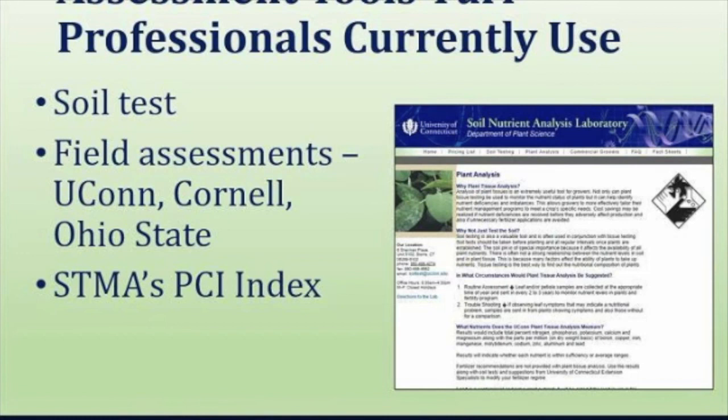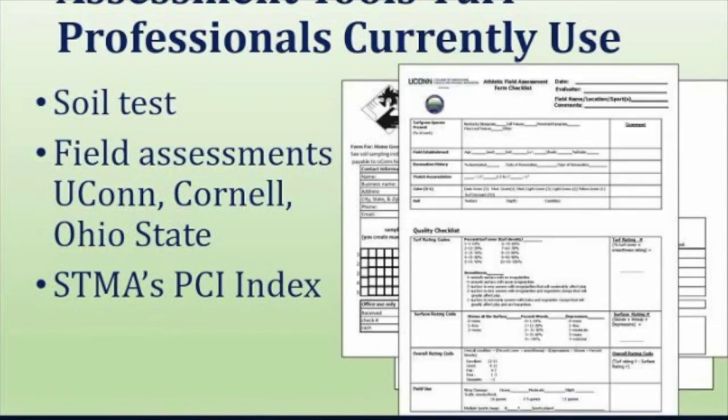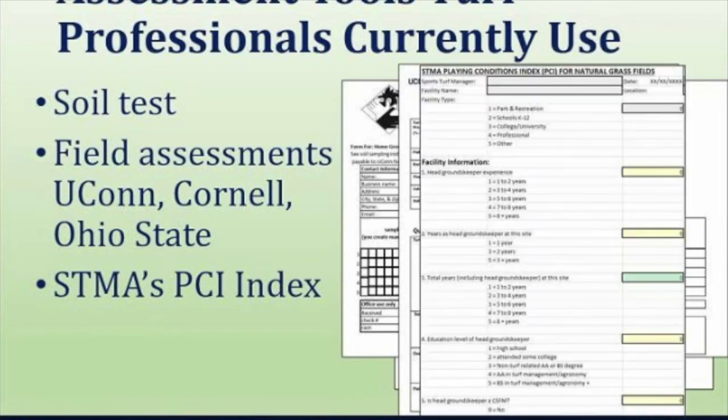So when you look at what an assessment is or what we're really using right now, it could be something like getting a plant tissue analysis. It could be looking at a soil test and getting that information, so that would help you along. It could be a state assessment like the one that we utilize now in Connecticut with some of the school grounds managers. I know Ohio State has one, Cornell has one. There's a good number of them out there. And it could be our very own playing condition index that we use for some of our natural grass fields. All that record keeping is assessment driven, so that we have information.